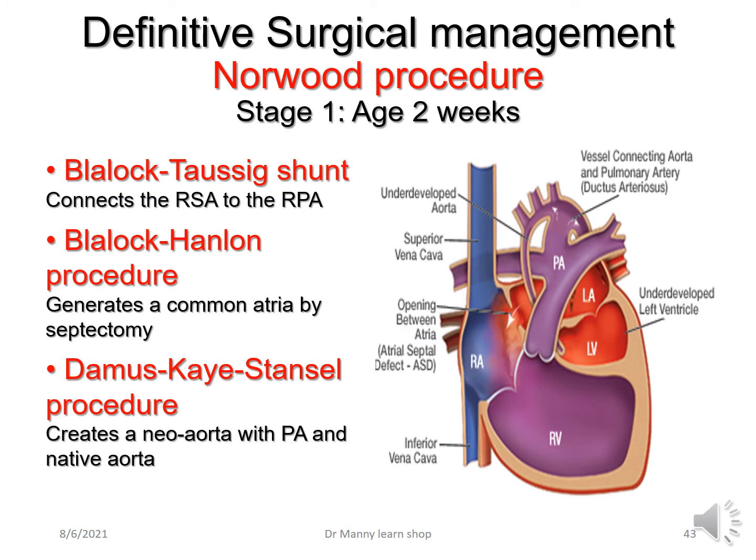Then you have the definitive surgical management, which is the Norwood procedure. And this is a staged procedure of 3 stages. The first stage begins at approximately 2 weeks if the newborn or the infant is stable hemodynamically. Now, it involves a Blalock-Taussig shunt, which connects the right subclavian artery to the right pulmonary artery.